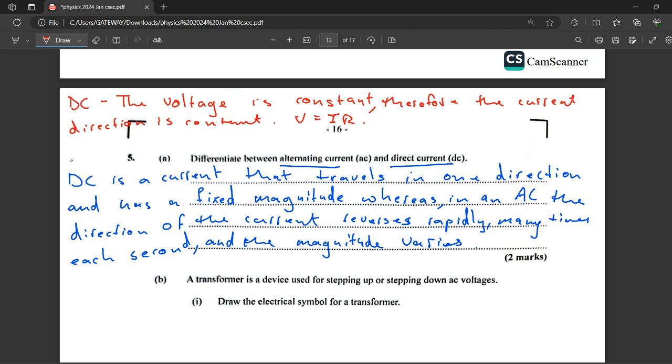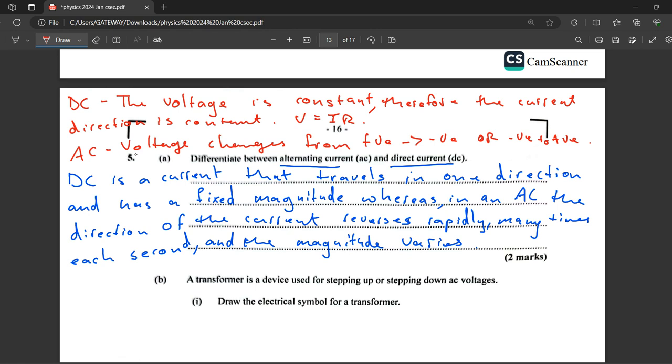And AC voltage changes from positive to negative or negative to positive, basically. Therefore, the direction of the current has changed.